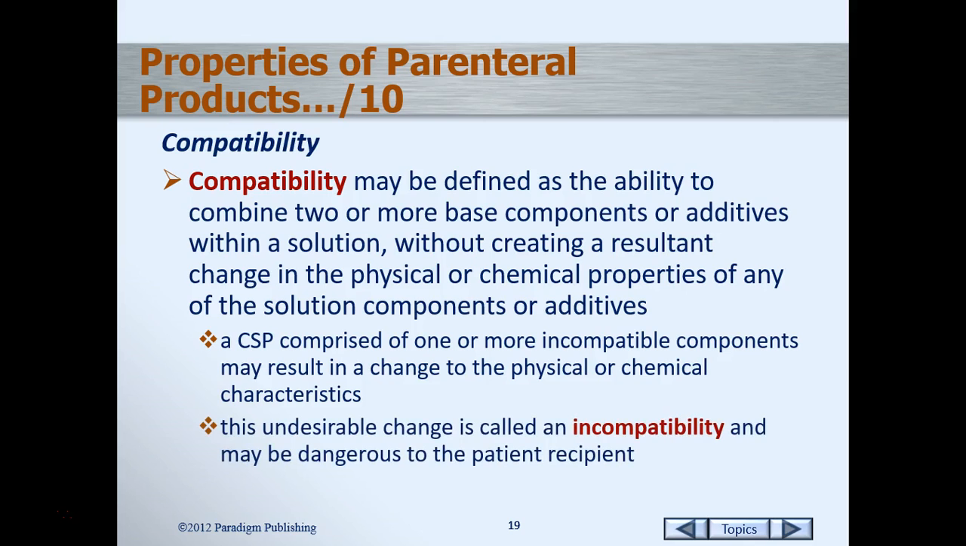This change is called incompatibility, and it can be dangerous to our patient. Now, some incompatibility is a physical incompatibility, where when two ingredients come together, they form another compound that will fall out of solution or cause a precipitate. Other types of incompatibilities may not be seen. Some of these chemical reactions can result in a pH change, which won't be seen. So it's important to use your reference books to verify compatibility.